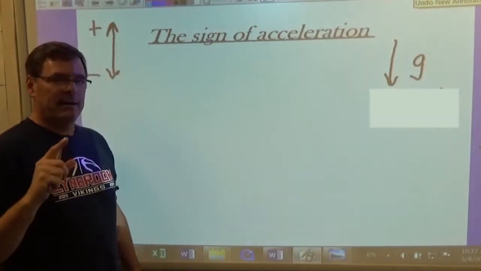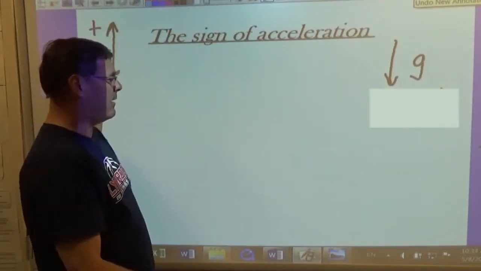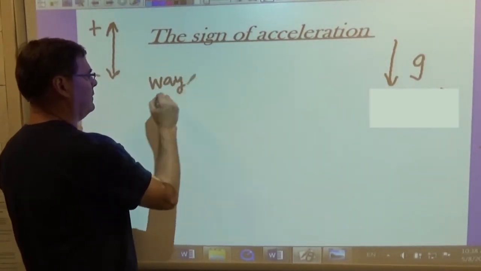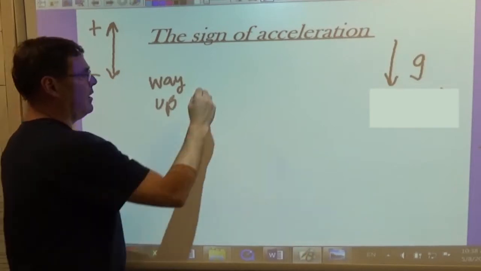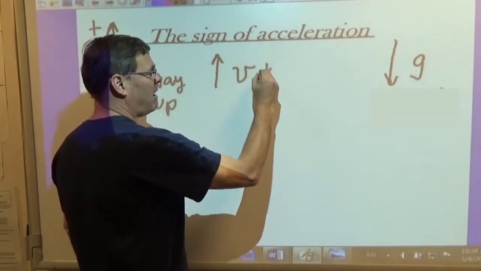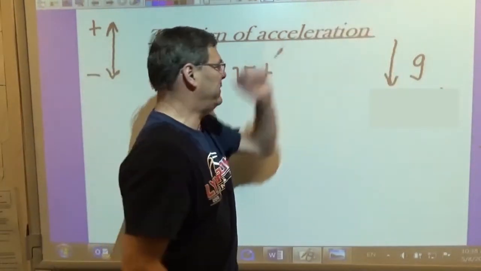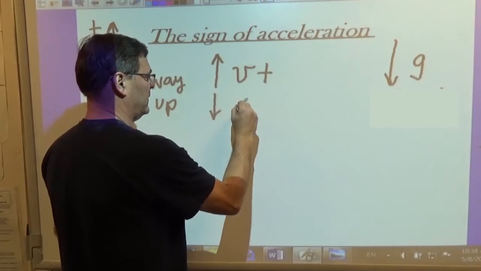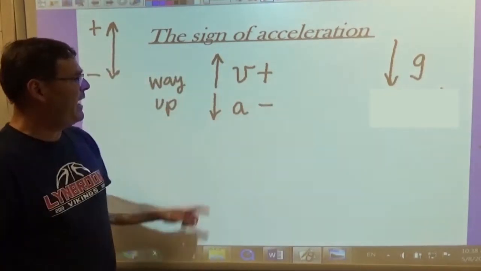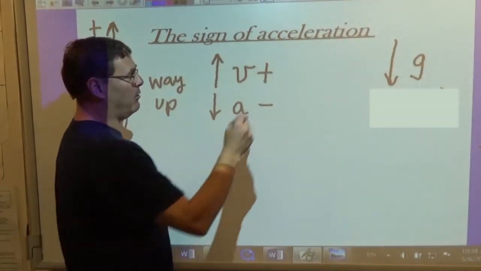Let's look at an example of just throwing an object up into the air. On the way up, the velocity is upwards, so it is positive. But gravity is always down. So the acceleration due to gravity is negative. And while the object is rising in the air, it's slowing down.